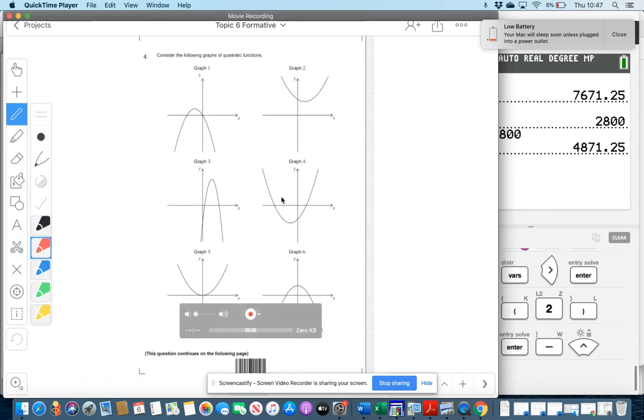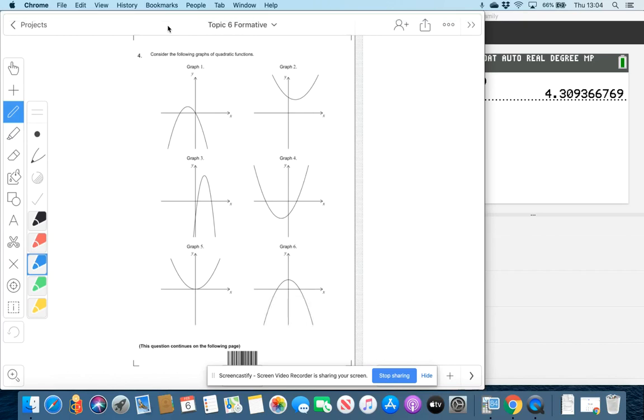Okay, all right, question 4. We're given 6 graphs here, and we need to match them to some indications on A, B, and C in a quadratic function. So remember the smiley face is A greater than 0. So we can write that on our upward turning quadratics. And then A is less than 0 on the frowny face quadratics.